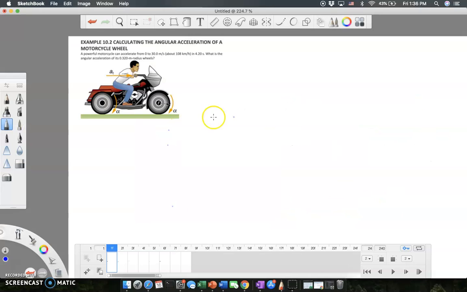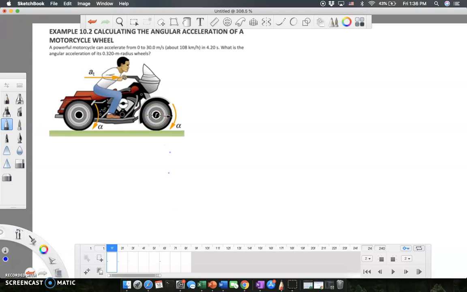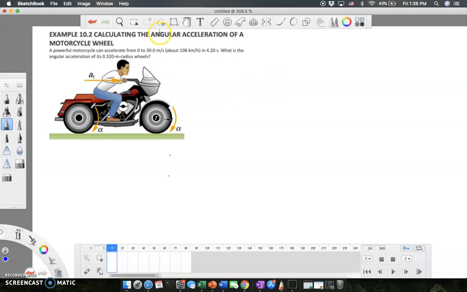Okay, so we'll start with this one. It's a little small. Let's go ahead and zoom in. Example 10.2, we're looking at the angular acceleration of a motorcycle wheel. Okay, so it says a powerful motorcycle can accelerate from 0 to 30 meters per second in 4.2 seconds. And it asks what is the angular acceleration of its 0.32 meter radius wheels.